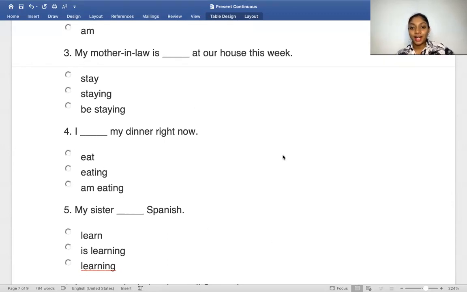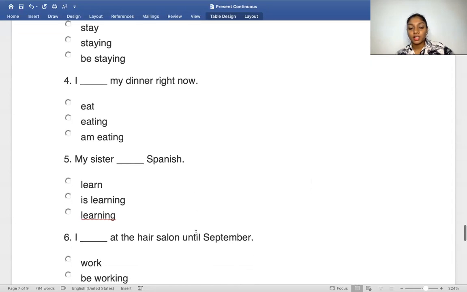Please everybody try it. I'm eating my dinner right now. I am eating. Am should be there. I am eating my dinner right now.